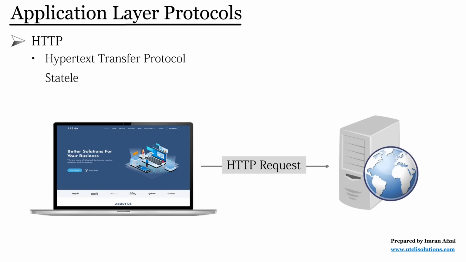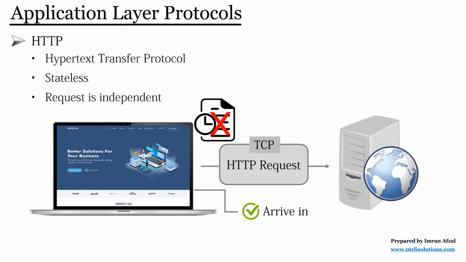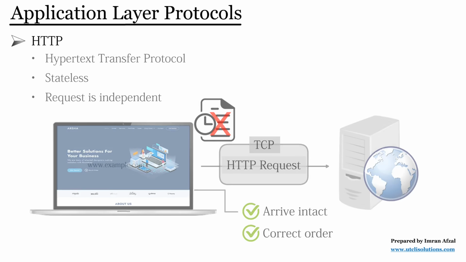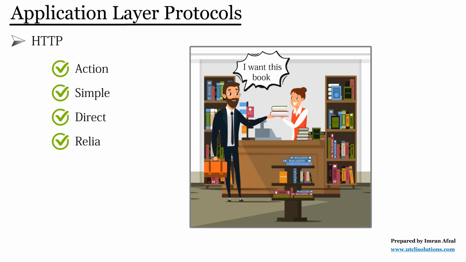HTTP is a stateless protocol, which means that each request is independent and does not remember previous interactions. It uses TCP underneath to ensure that the web page arrives intact and in the correct order. You can think of HTTP like walking into a library and asking for a specific book. The librarian finds it and hands it to you. That's HTTP in action: simple, direct, and reliable.